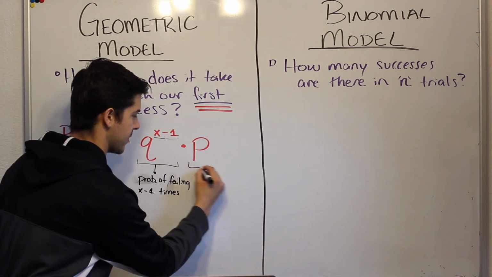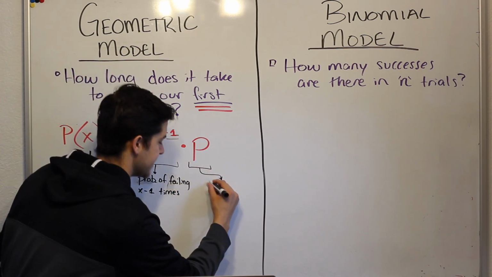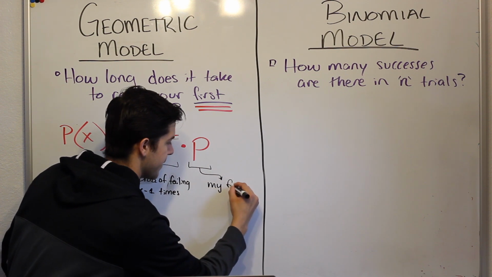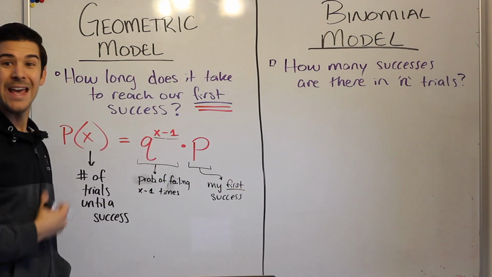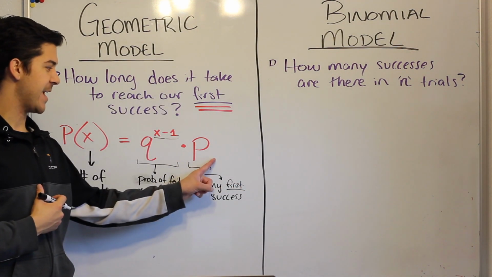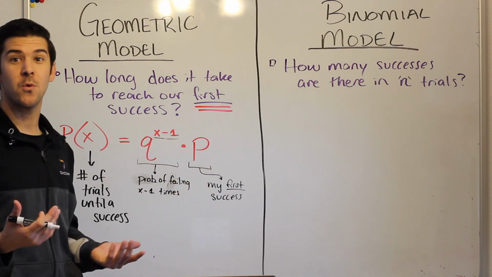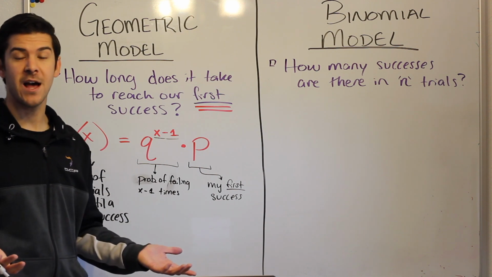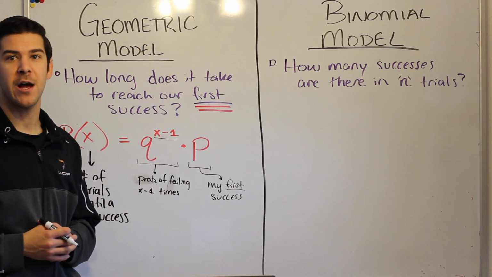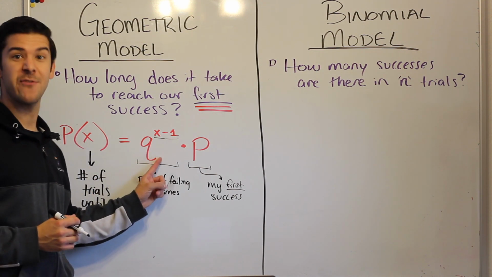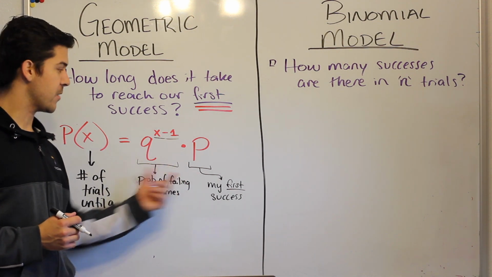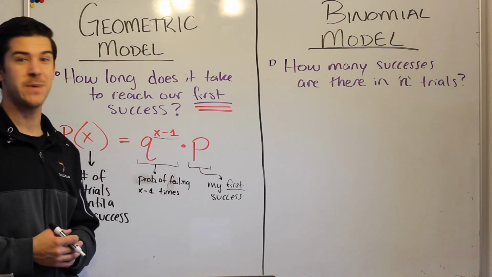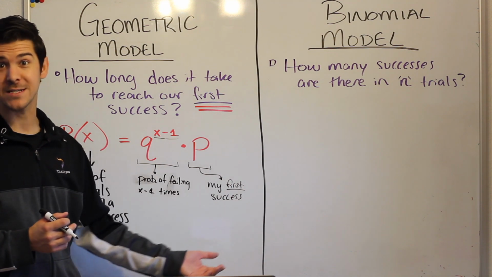The P, on the other hand, is me finally succeeding. My first success. In a geometric model, we don't have an exponent for P because we're only looking for our first success. We're only going to succeed one time after a certain amount of trials. However, we are going to be failing a lot more. Here, order tends to matter because we need to fail before we succeed.